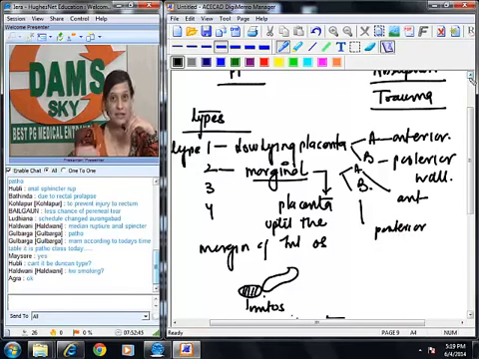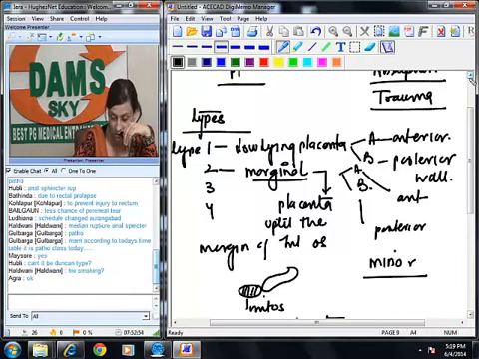Now there is a second classification, other than this type 1, 2, 3 and 4, which says the placenta previa are divided into minor and major.